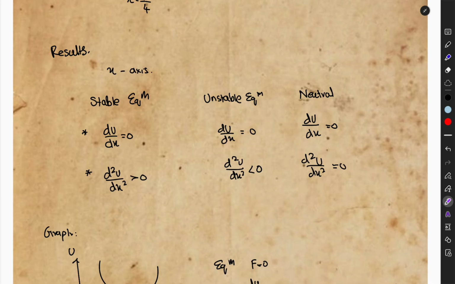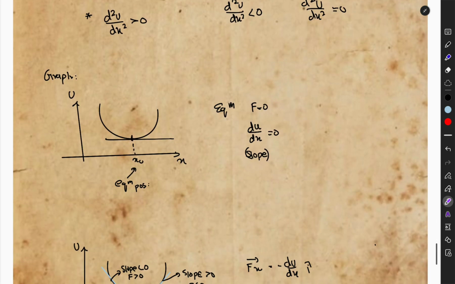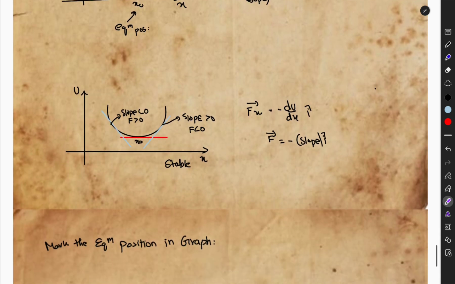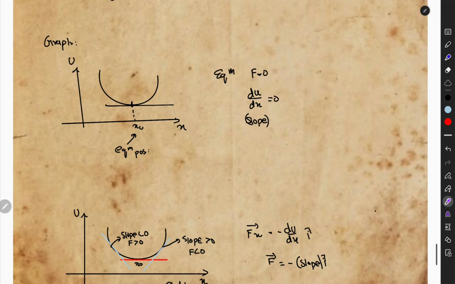So remember this. Next thing is graph. Some questions may give a graph and ask how many points are equilibrium points. Just remember that whenever the slope is equal to 0, because dU/dx is equal to 0, in the potential energy versus x graph, that will represent the equilibrium position. So in this case this will be the equilibrium position. Let's take this as x naught.